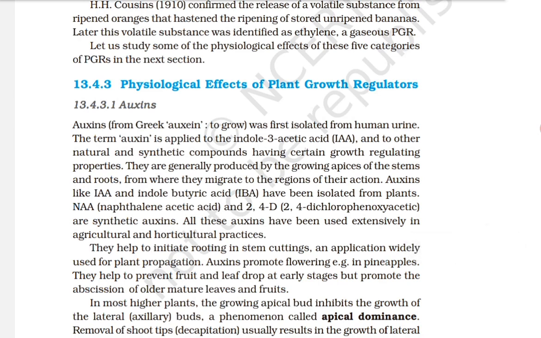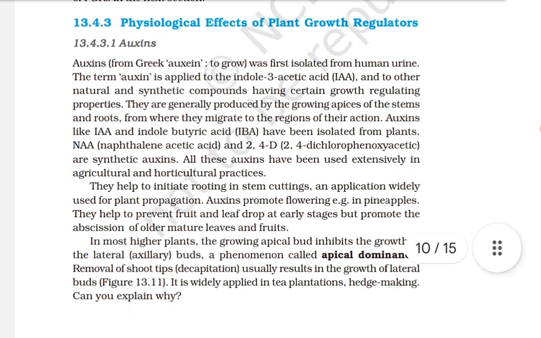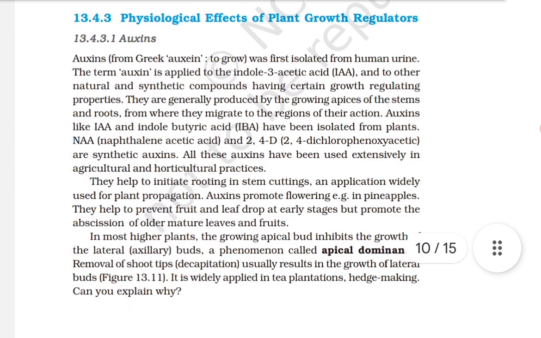Auxins like IAA and indole butyric acid, IBA, have been isolated from plants. Where have they been isolated from? From plants. NAA, naphthalene acetic acid, and 2,4-D, 2,4-dichlorophenoxyacetic acid, are synthetic auxins. NAA and 2,4-D are synthetic auxins. Okay.